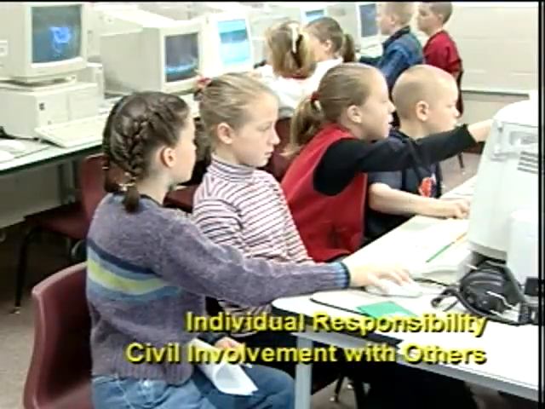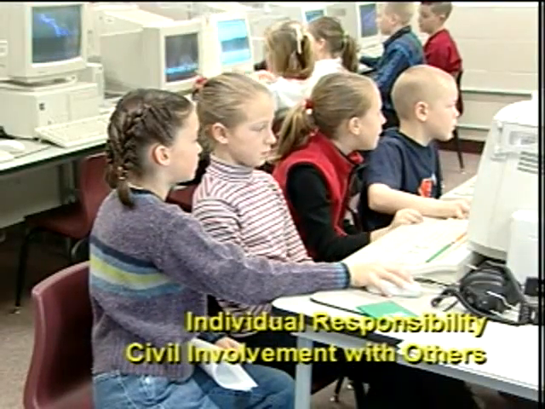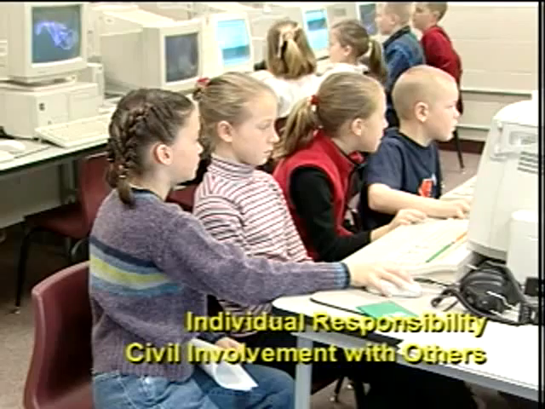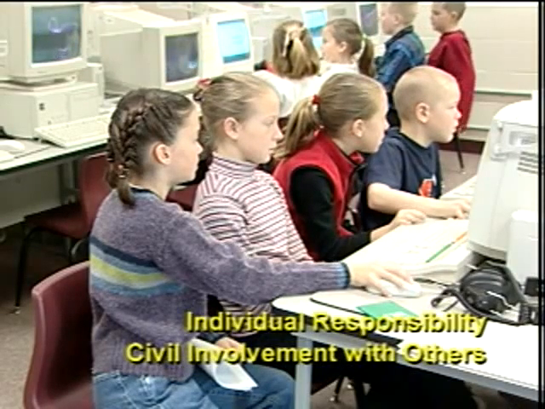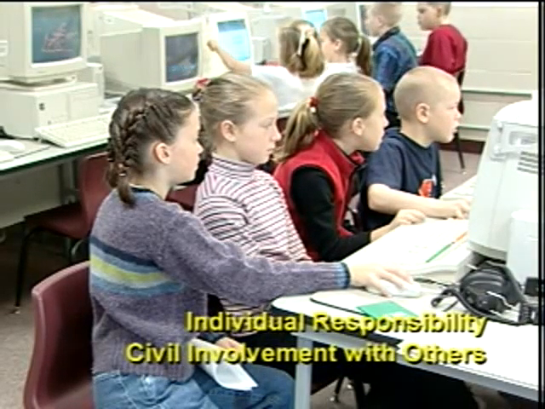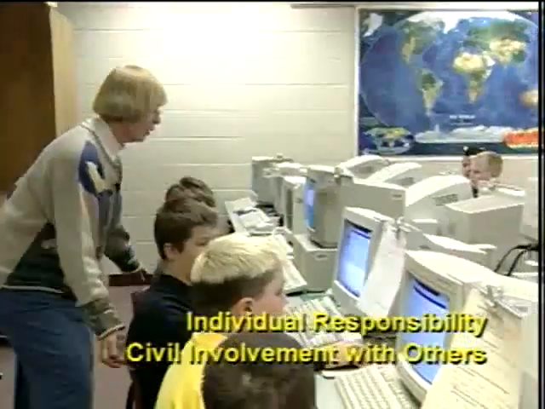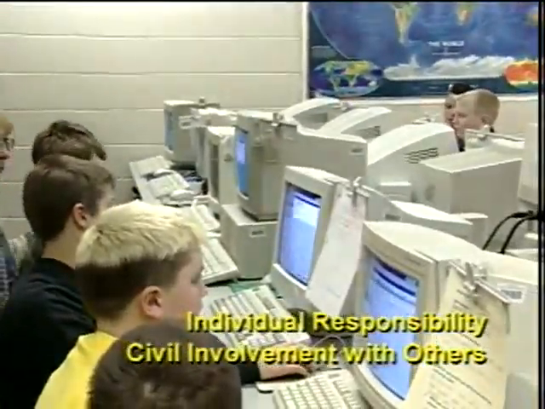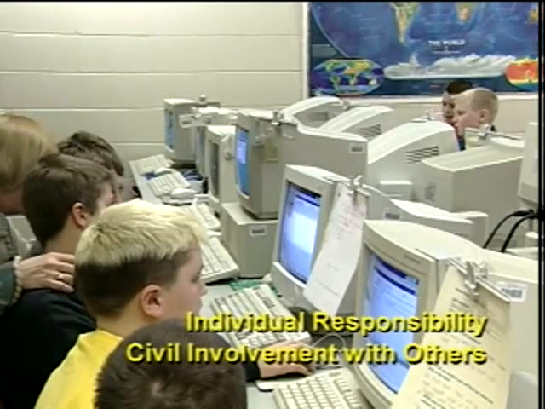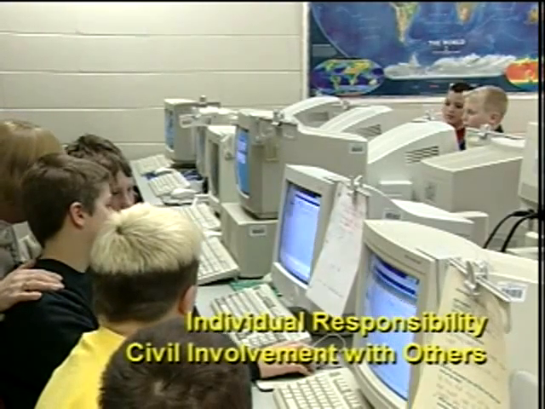The teacher encourages individual responsibility and civil involvement with others as the students work in groups in the computer lab. The students have to learn how to contribute to the group research project while sharing the available resources. How do you feel, Alan? How do you feel about David being the one that has the mouse in his hands?